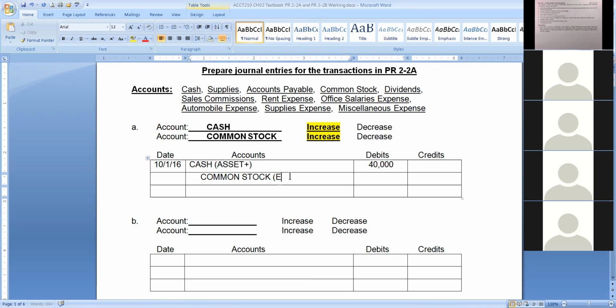Common stock is an equity account, and it's also going up. So the business has 40,000 more. And the owner has $40,000 of investment in the business in the common stock.